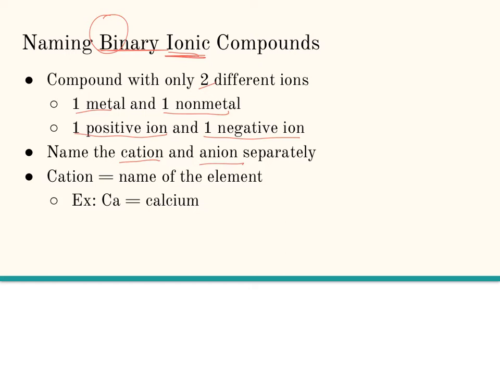So when we name binary ionic compounds, the name of the cation is simply the name of the element. Once again, no memorization. You can use your periodic table. And so if I asked you to name Ca, we could look that up on our periodic table and see that Ca is calcium. So the first name in our chemical compound will always be the name of the element.